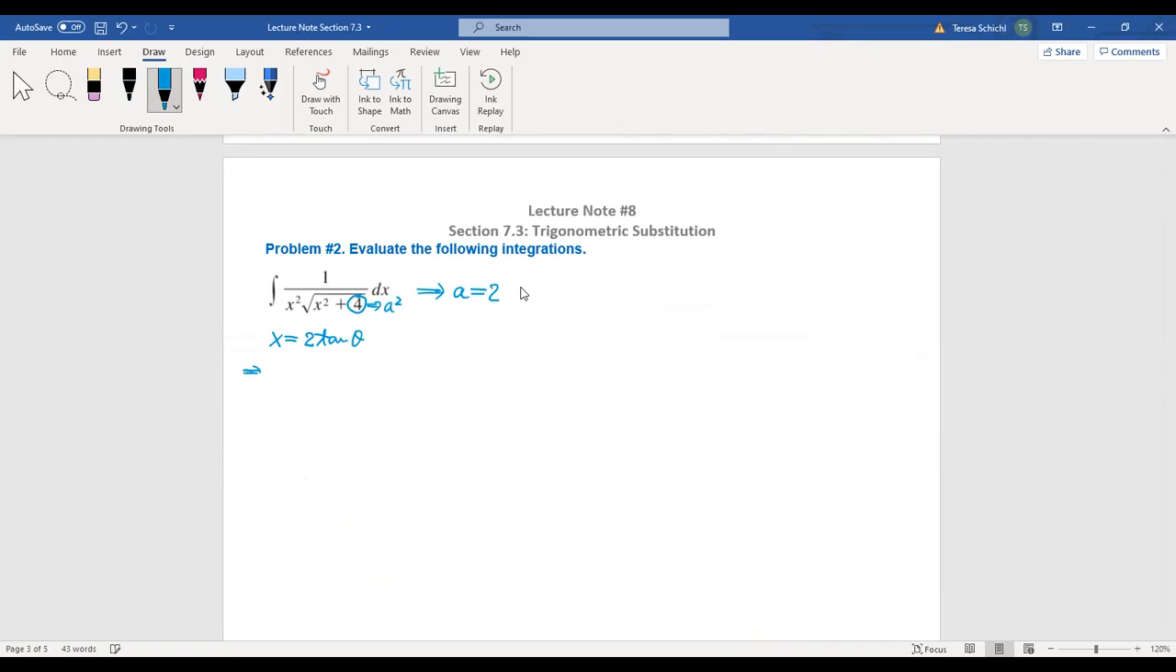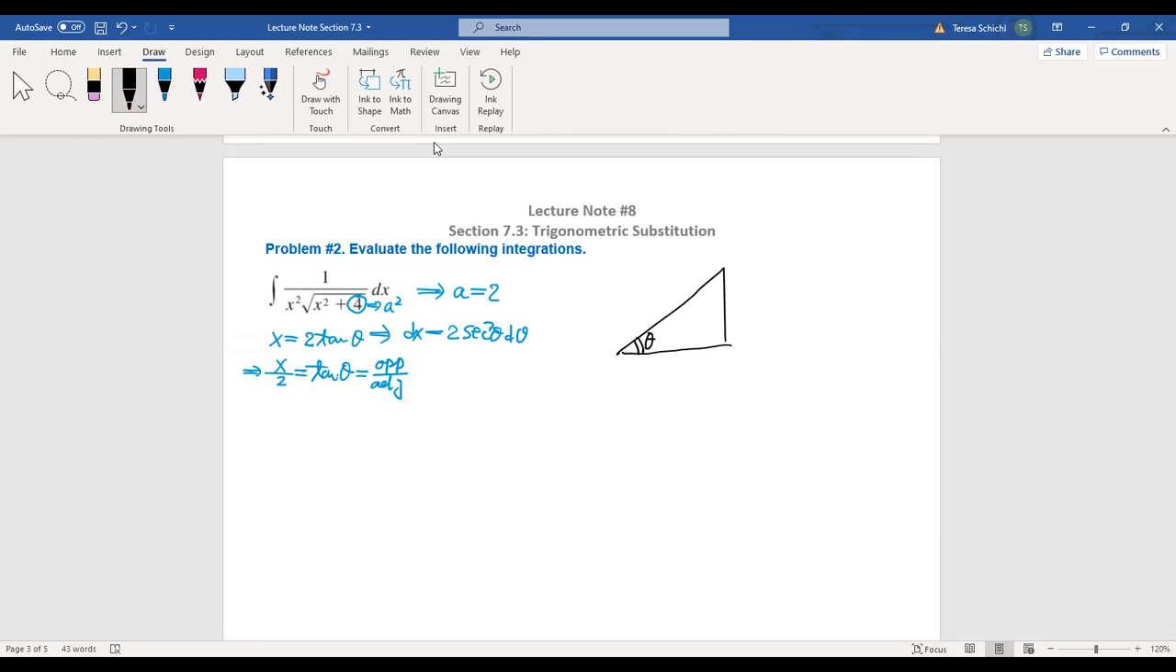x over 2 is equal to the tangent theta. I know the tangent theta is opposite over adjacent, right? Then here, dx is equal to 2 secant squared theta d theta. Now we need to find what this square root is. Of course, you can go back to the formula to reference it, but if you know how to derive it, then you don't really need to remember that.